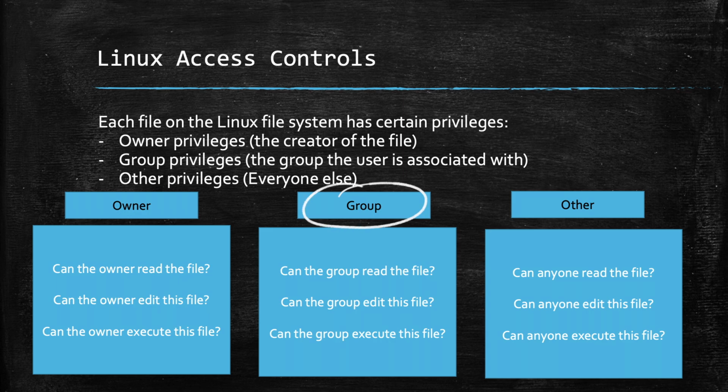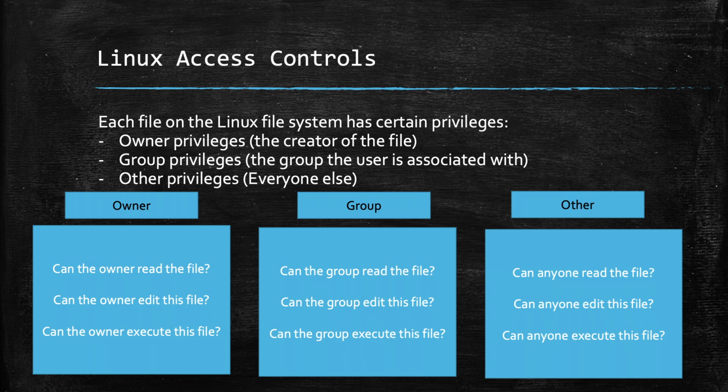So let's say there was an engineering group, and this particular file had special permissions that said anyone in the engineering group can read this file. If you happen to be in the engineering group, you'll be able to read the file. If you're not, you'll be relying on these other permissions. Are you the owner of the file? If not, it'll check the group permissions as well. If not, what are the other privileges? This means everyone else that doesn't fall into owner or group.